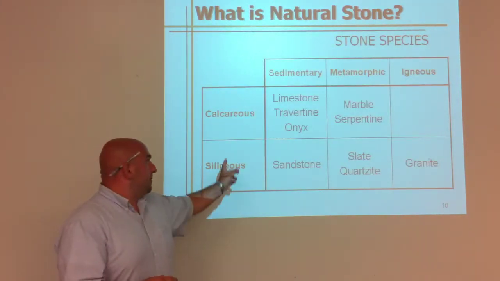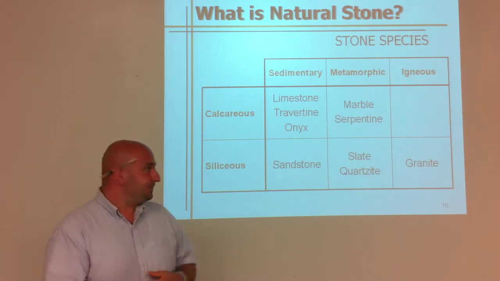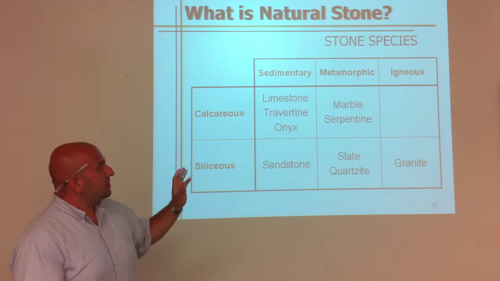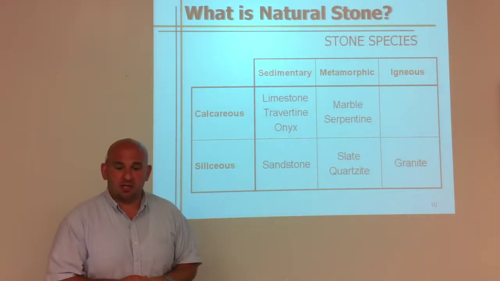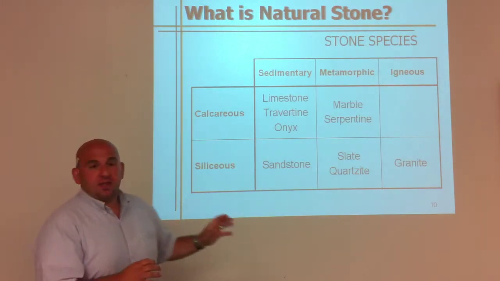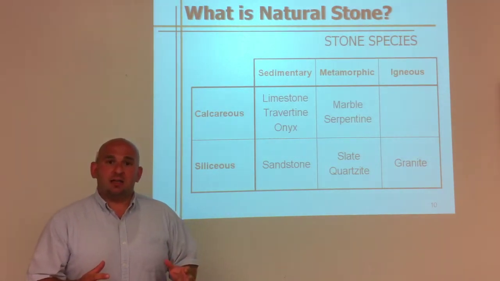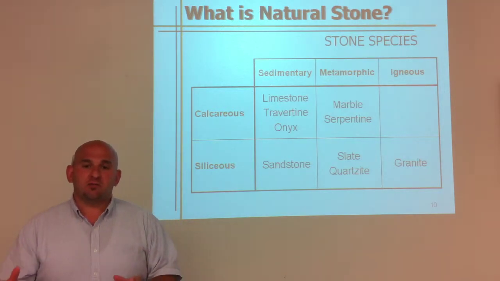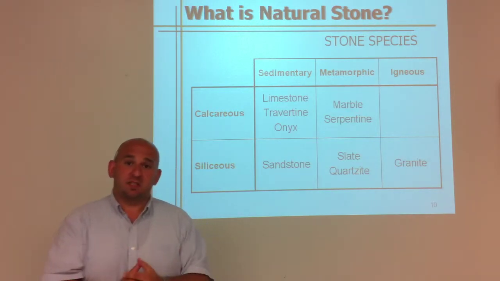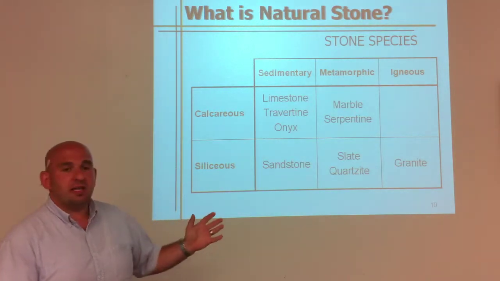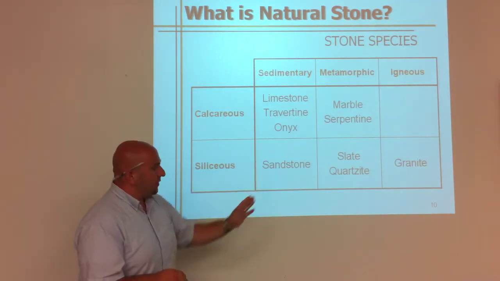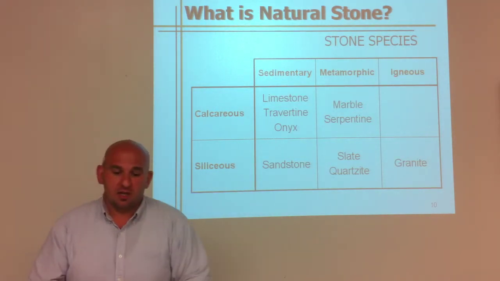Once you look at the two different chemistry types, which are calcareous and siliceous, we can basically come up with this diagram that shows all the possibilities of the types of formation and what types of stones are categorized within that spectrum. Now, I would let you know that this is a guideline. There are so many natural stones out there in the market that if we were to truly categorize all of them by their specific chemical makeup, we would literally have thousands of different categories. So there are often stones that fall within some of the lines of this matrix.